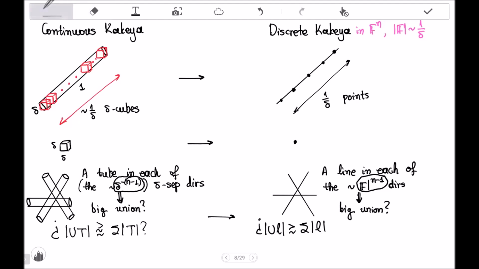Okay, so to understand the right-hand side in the discrete setting a bit better, we write this out. This is the number of lines times the number of points on every line. On every line, we have as many points as the size of the field. So this is times the size of the field. How many lines do we have? We have one in each direction. So it's as many as the different directions.